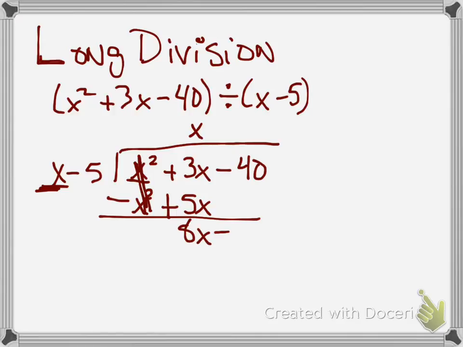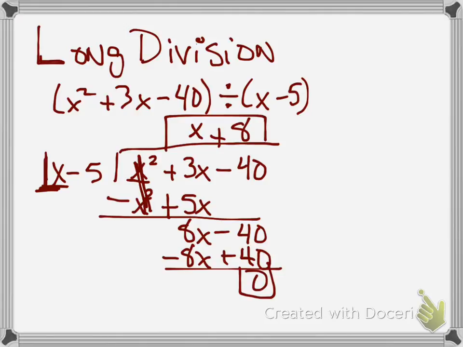Okay, 3 plus 5 is 8x. Now what do you need to multiply a 1x by to get an 8x? Well, what do you need to multiply 1 by to get an 8? You need to multiply by 8. So 8 times 1 is 8x. 8 times -5 is -40. Oopsie, I pushed a little too fast. Okay, and then you have this right here. You're going to change the signs, and then subtract or combine. Let's say combine. And then you notice here that there's nothing left, and nothing left to keep bringing down. So your answer is x plus 8 with a remainder of 0. Let's look at another one.